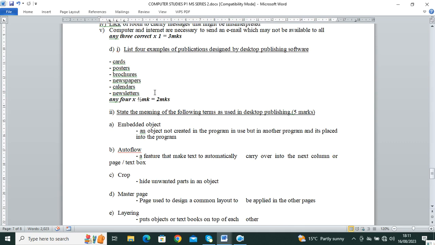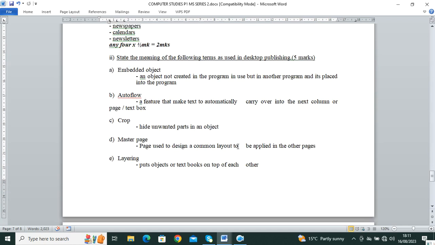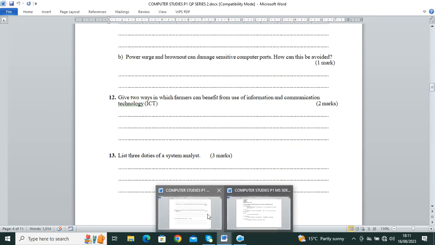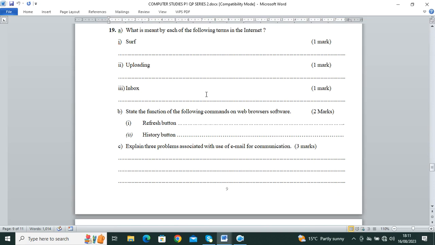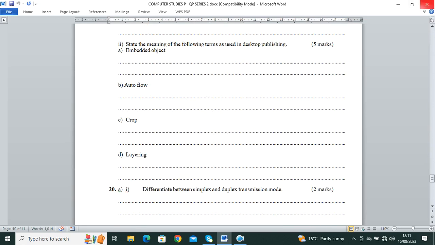There are many. Then state the meaning of the following terms as used in DTP. Remember, the examiner can draw for you the DTP toolbox, then ask you to identify. This one looks crucial. It's a crucial question and very examinable. Remember, DTP is part of the syllabus. So here the examiner did not draw for you and ask you to identify the toolbox, but I would advise you to go to topic number 4, or whichever way it has been designed. Make sure you go to DTP.